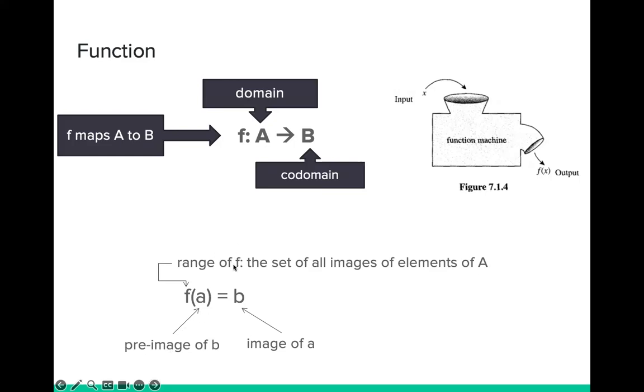And what is the range of the function? What is the set of all possible outputs here? The range of f is the set of all images of elements of A. So basically, we consider all the elements of the set A, and then what would be the outputs, or the set of all images. That would be the range of f.